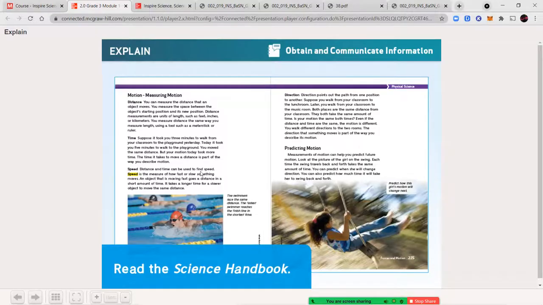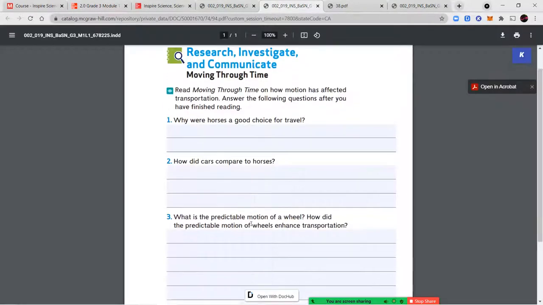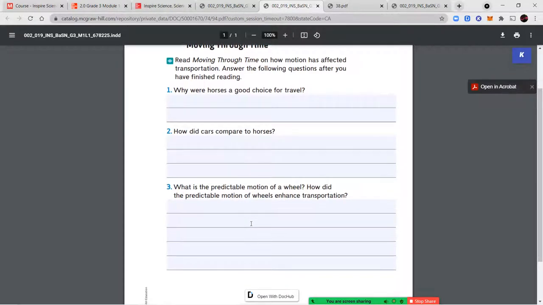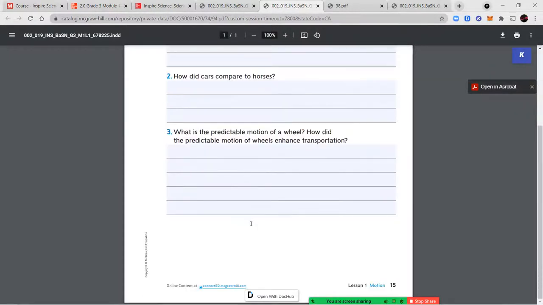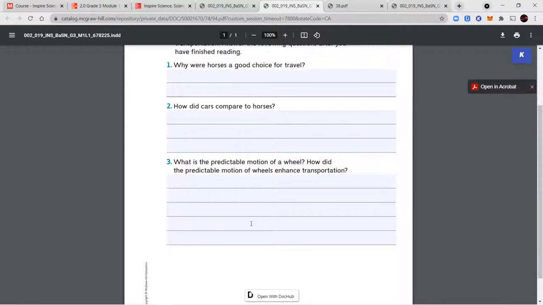Now, before we get into this section, let's take a look at what we're going to do on our next page, on page 15. For page 15, we're going to read through an article called Moving Through Time on How Motion Affects Transportation. And we're going to answer these three questions about it. Our questions are, why were horses a good choice for travel? Number two, how did cars compare to horses? And number three, what is the predictable motion of a wheel?